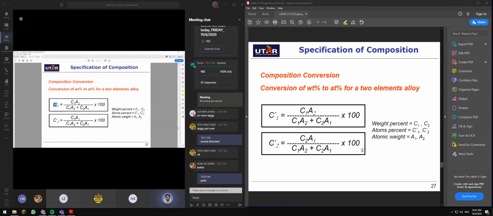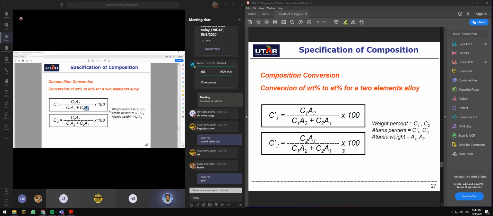So you have atom percentage of element 1, C1 prime. You can use weight percentage C1 times atomic weight A2 of the second element, divided by weight percentage C1 times atomic weight A2 plus weight percentage C2 times atomic weight A1. Okay, C is in percentage, A is the atomic weight. Memorize this formula, please.